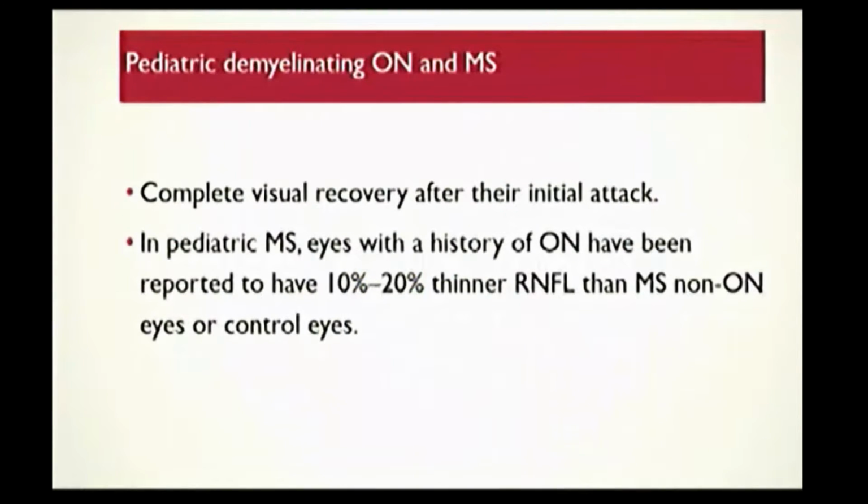In pediatric multiple sclerosis, eyes with a history of optic neuritis have been reported to have 10 to 20% thinner retinal nerve fiber layer thickness than patients with MS without optic neuritis and than control eyes.